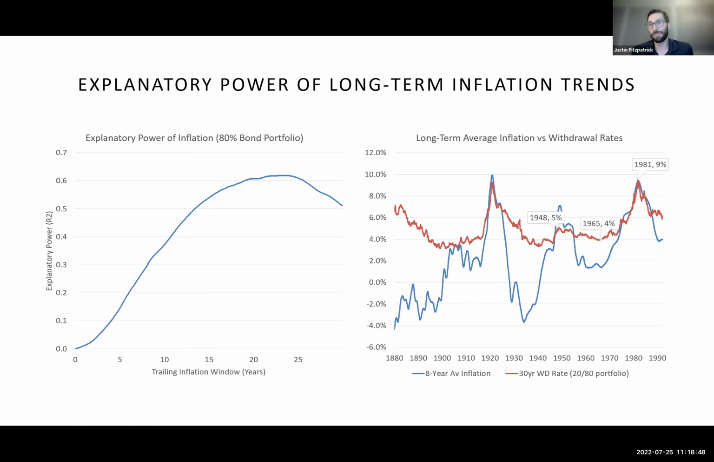So for example, in the mid 60s, which is really the poster child for a period where relatively low withdrawals were possible. It's where the 4% rule comes from. That is the period in the last 100 years that had the lowest withdrawal rates possible.